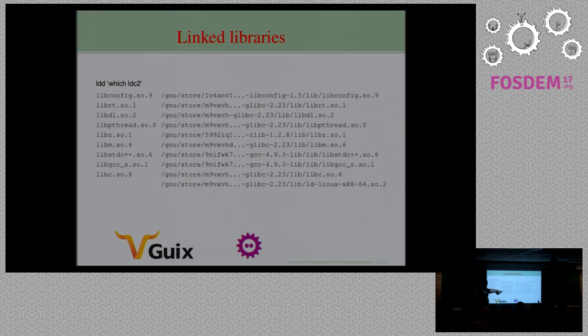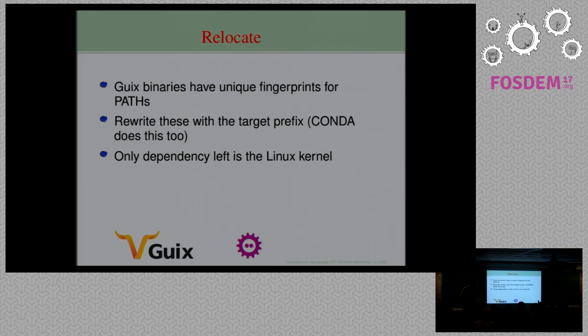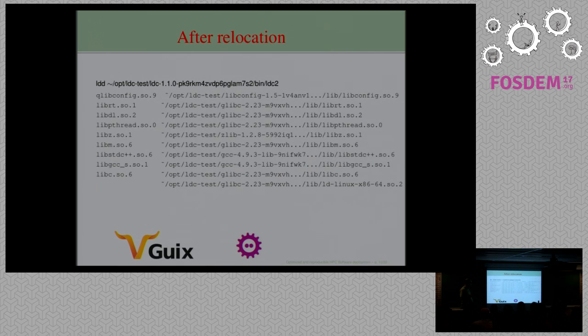So one thing we could do is try to rewrite these targets inside the files. And Conda actually does this too, in some cases. And the only dependency that is left is the Linux kernel itself, because when we ship this, glibc is included, and the Linux loader, or shared library loader, is also included there, which is this one, ld-linux. So what happened here?